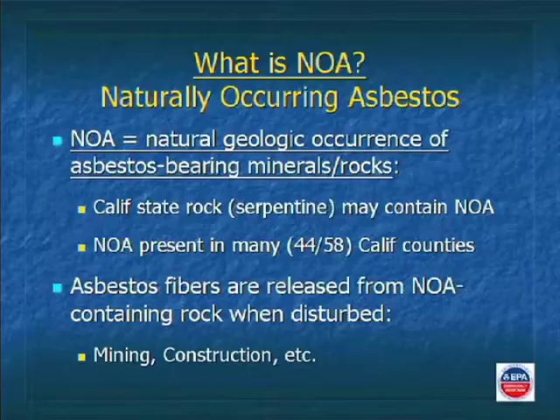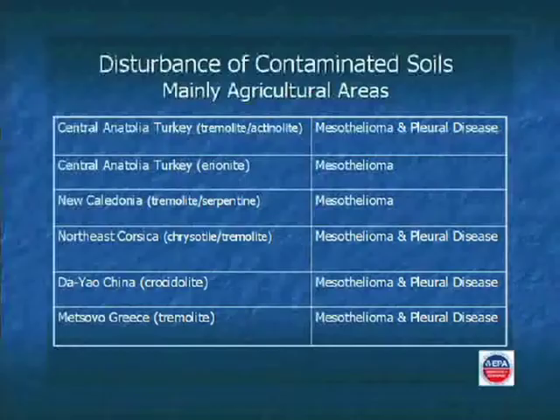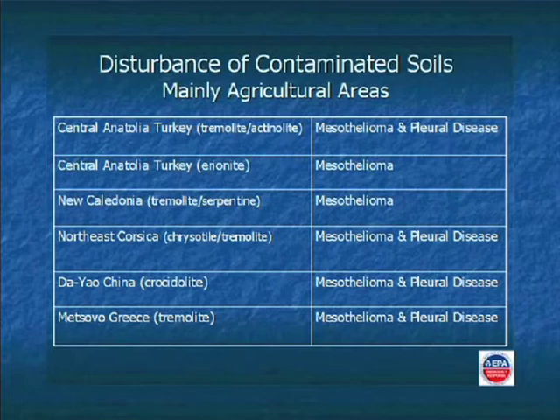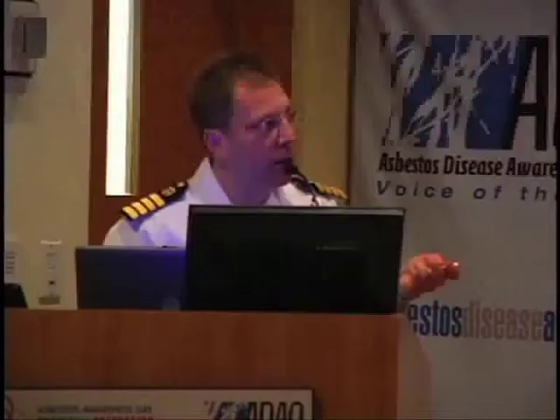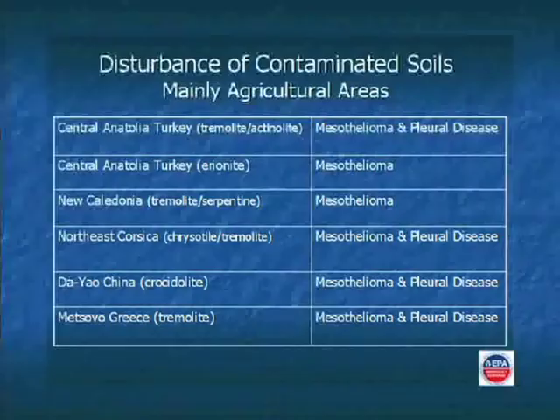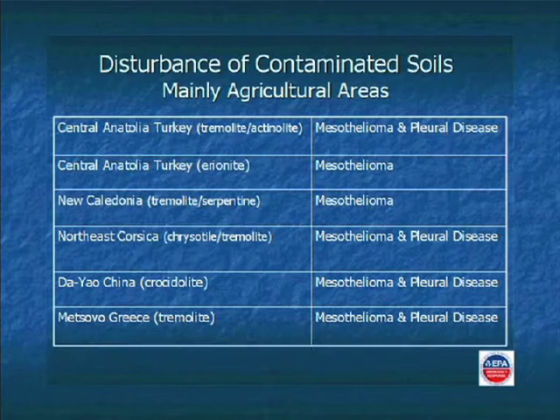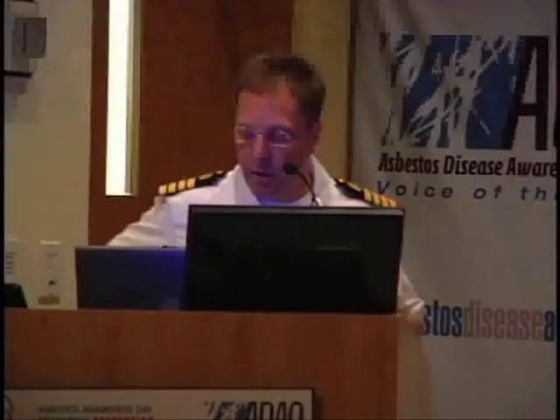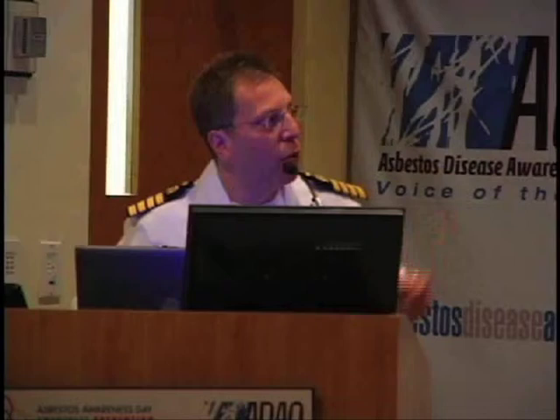We've shown throughout the world that disturbance of these contaminated soils or these natural deposits has resulted in disease. In Turkey, they've shown tremolite in central Turkey and Anatolia, both from erionite, which is another substance similar to asbestos, and zeolite. We also have tremolite and actinolite, which have all shown elevated rates of mesothelioma. New Caledonia, northeast Corsica with chrysotile, chrysotile in China, tremolite in Metsovo, Greece, all shown that people working and living around these areas have elevated rates of mesothelioma.